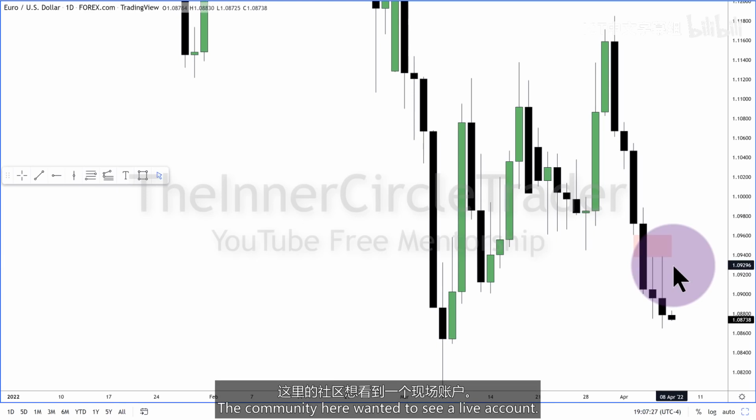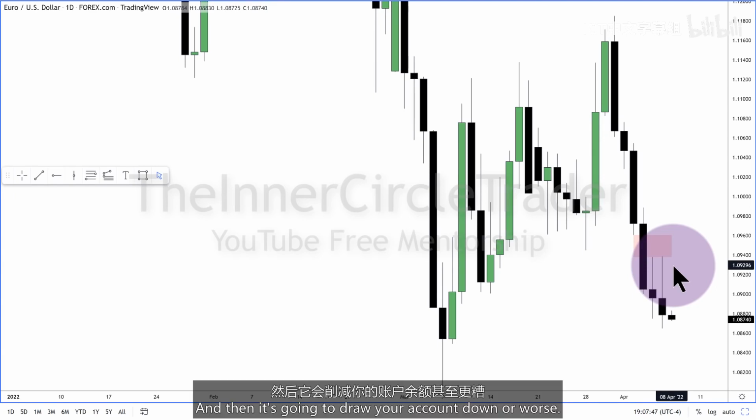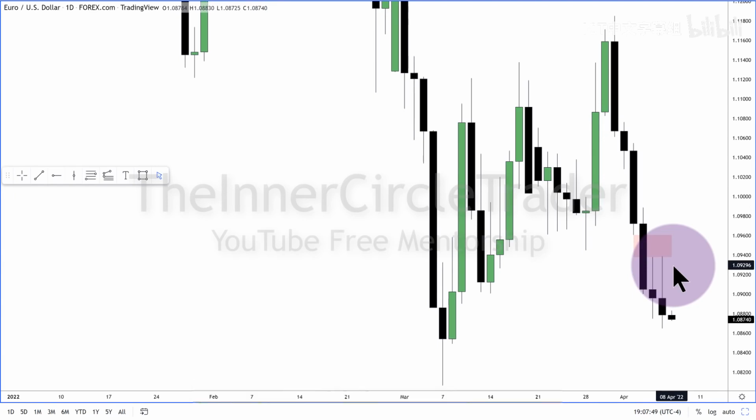Okay. The community here wanted to see a live account. You've seen a live account. But working within a live account, unless you do things like I'm going to show you here, you're going to have this changing of direction intraday, back and forth, back and forth. You're going to go up, you're going to go down. And then it's going to draw your account down, or worse, if you don't control yourself, you'll blow the account. So you have to commit to one direction.